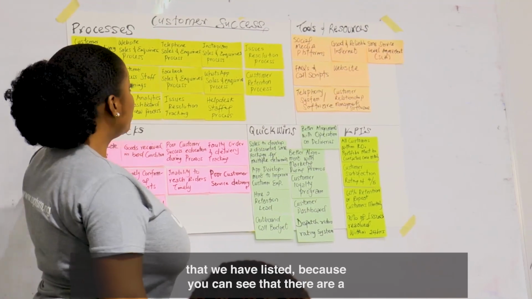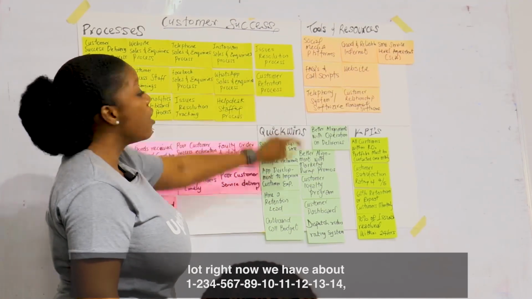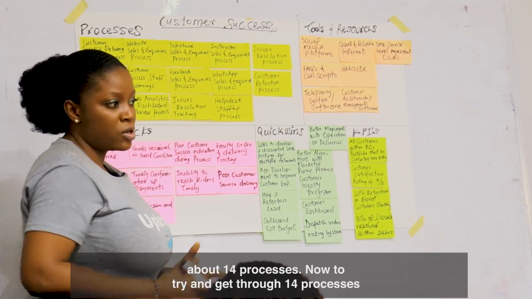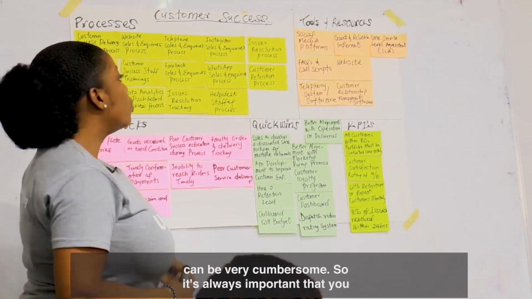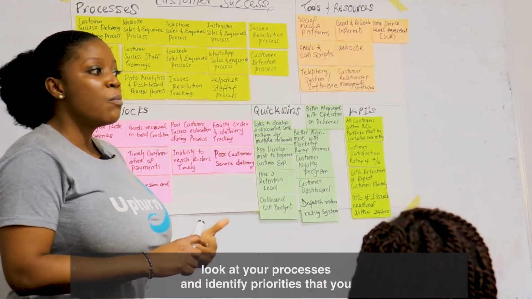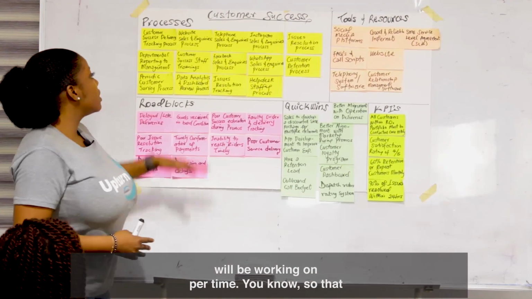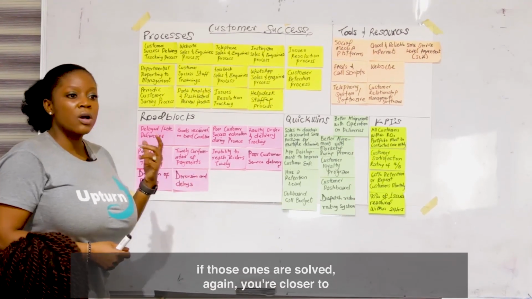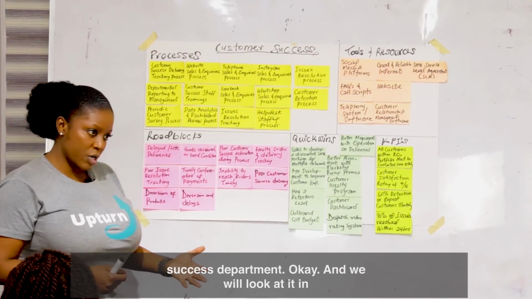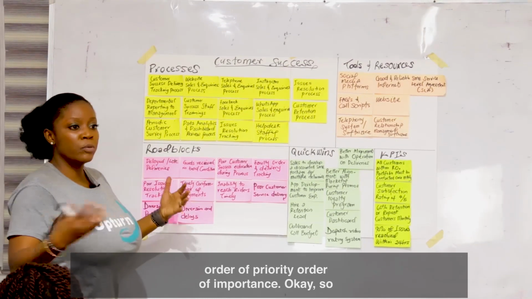Okay, so the next thing that we're going to do is to look at the processes that we have listed, because you can see that there are a lot. Right now we have about 14 processes. Now to try and get through 14 processes can be very cumbersome. So it's always important that you look at your processes and identify priorities that you would be working on per time. So that if those ones are solved, you're closer to having an efficient system within the customer success department. And we will look at it in order of priority, order of importance.